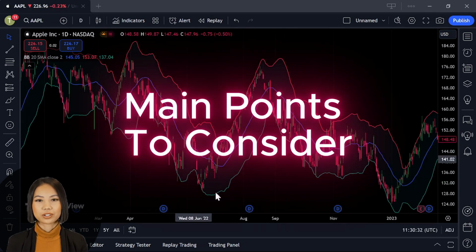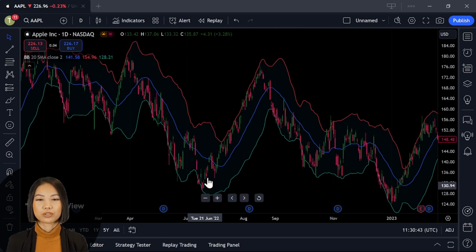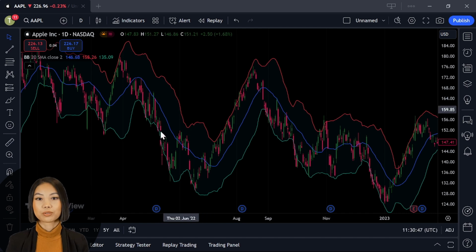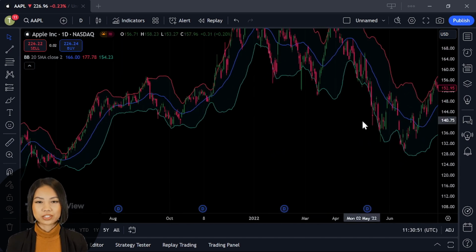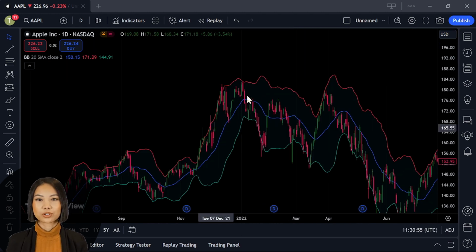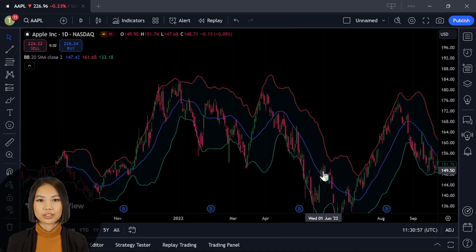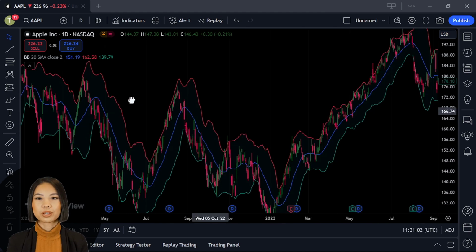Main points to consider. When prices touch or move beyond the upper band, the market might be overbought, signaling a possible pullback. When prices dip to the lower band, it often means the market could be oversold, hinting at a potential buying opportunity. For example, imagine a stock moving steadily upwards. As it touches the upper band, savvy traders may begin to sell, expecting a reversal. Conversely, if the stock drops near the lower band, it may be a sign to buy, assuming a bounce back.